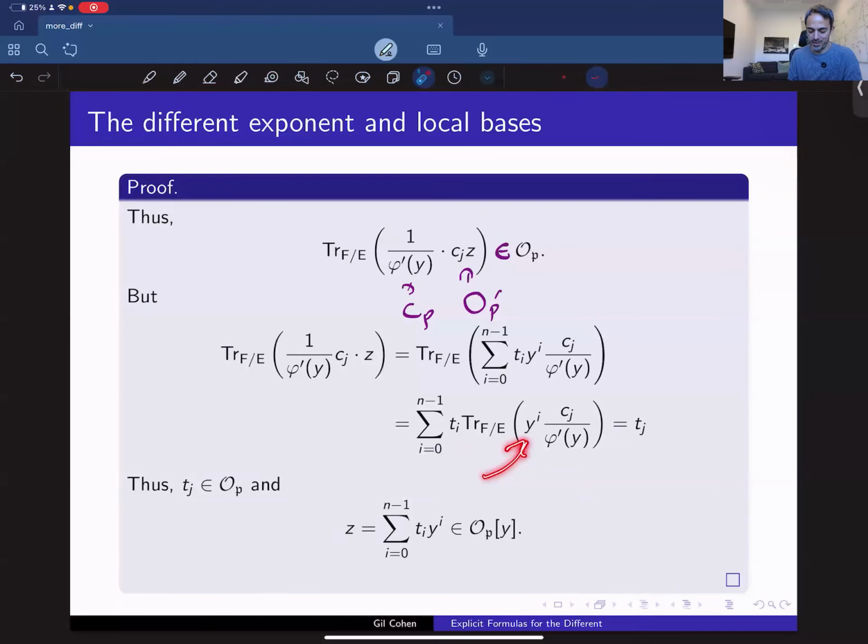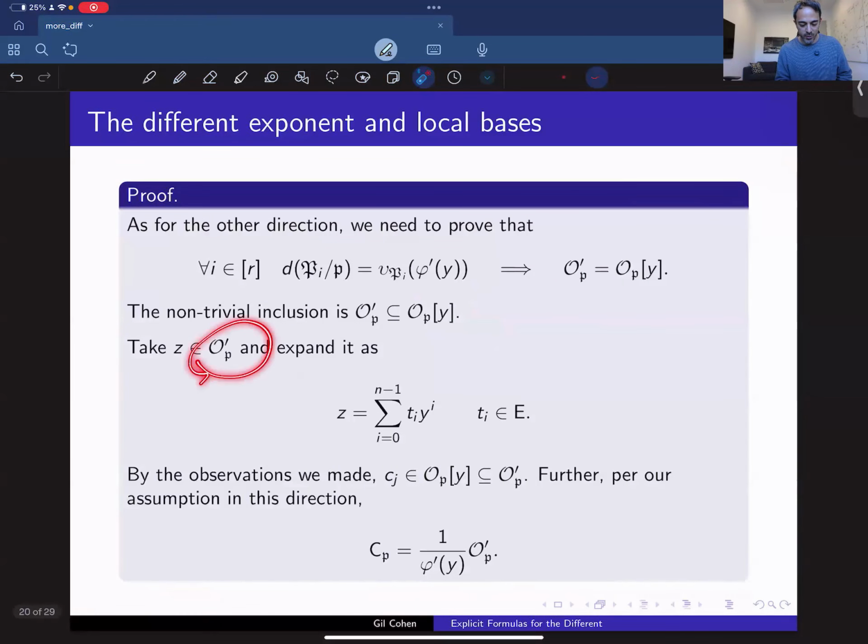Again, basis, dual basis. So j is fixed. The only surviving i is when i equals j, and then you are left with tj. Namely, tj is in OP, right? Because this whole thing is in OP, but this whole thing is just tj. So tj is in OP, and so Z, which was defined like that, with the only knowledge of this coming from E, but now actually from OP, is in OP[y], which is precisely what we wanted to prove, because we took a general element in OP prime and we proved that it's in OP[y].